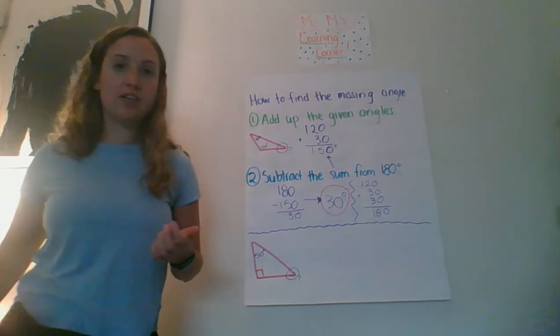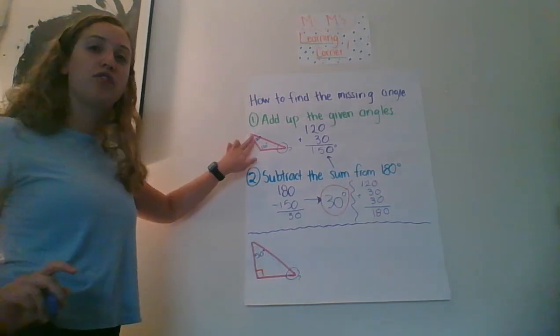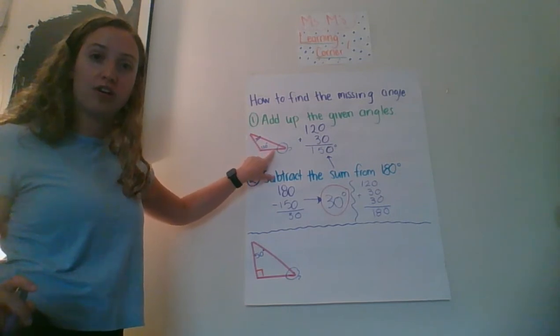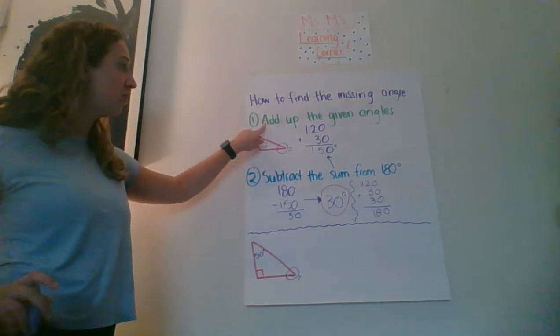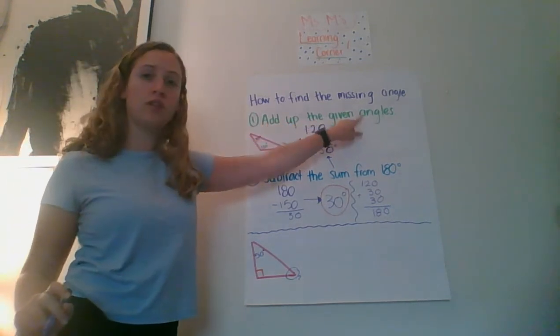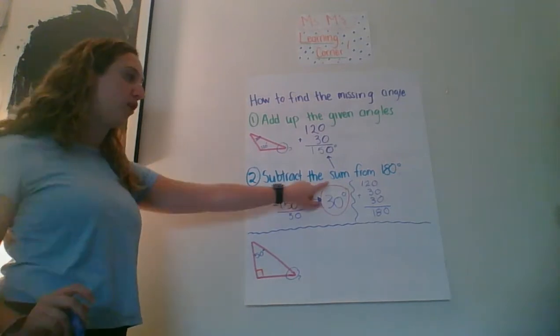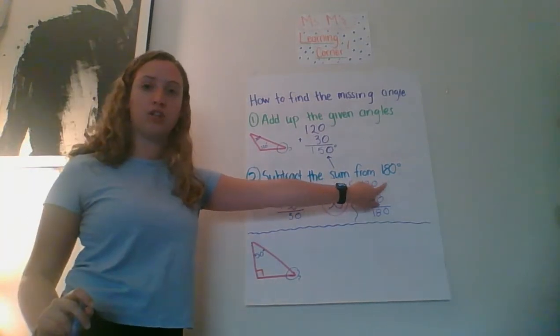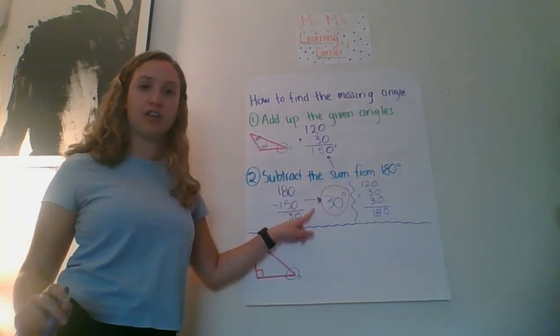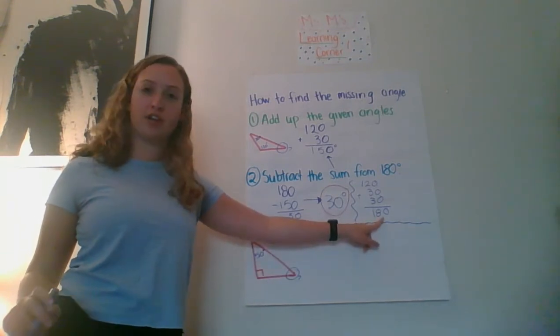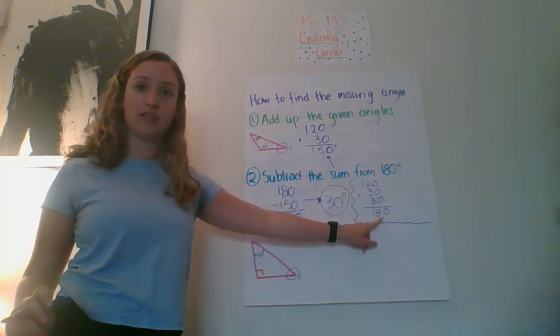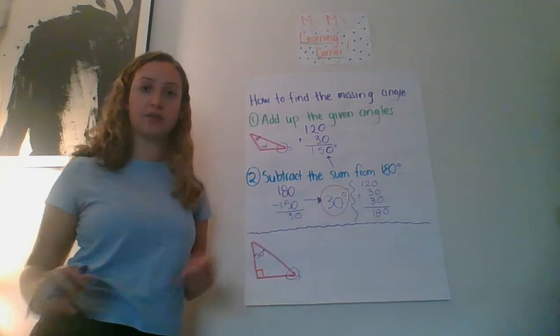Alright, so again to recap, first, when you have a triangle that has only 2 angles, so you need to find the third one, you are first going to add up the given angles, and then you are going to subtract that sum from 180 degrees to find your answer. And you can check your work by adding up all those angles and see if they equal 180 degrees.